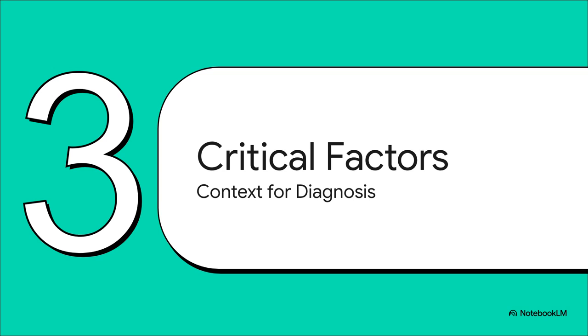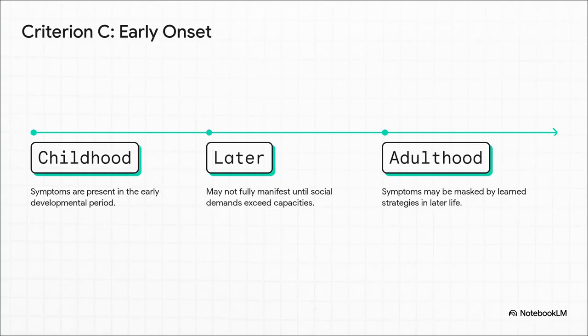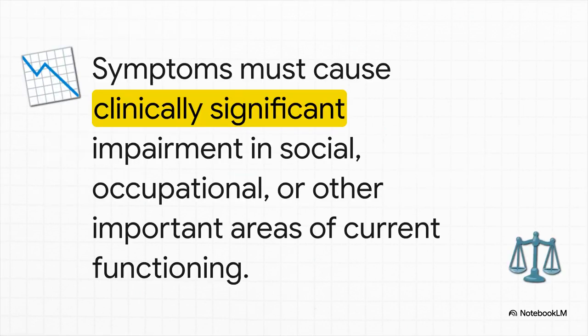But hold on, we're not done. Just checking off the boxes for criteria A and B isn't enough to make a diagnosis. A clinician has to consider three other critical factors. Think of these as the final quality control checks. So the next check is Criterion C. The traits have to have been present since early childhood. But here's a really fascinating part. They might not have been obvious back then. They can be masked by strategies someone learns to fit in. The traits might only become really clear later when the social demands of school or a job become too much for those coping mechanisms.